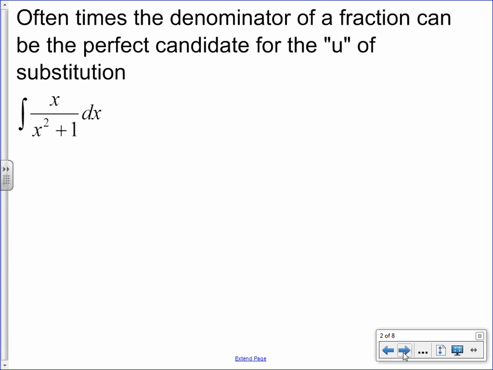Okay, so we're going to be working with some fractions today. When we have a fraction, it is sometimes possible that the denominator could be a nice candidate for substitution. Somebody please tell me why in this example right here, the denominator is a nice candidate for a u substitution. Nathan. Because you could put -1. Okay. What's something else?